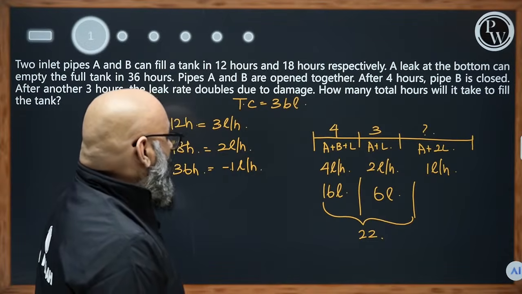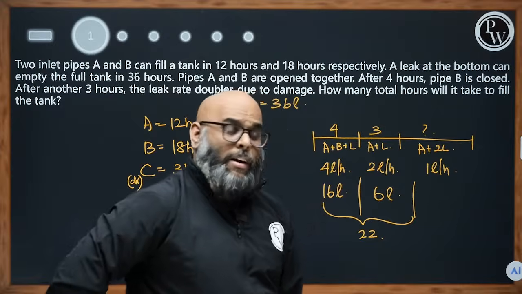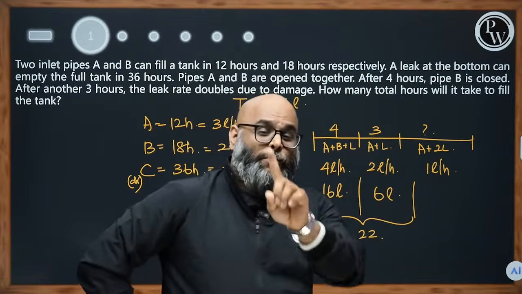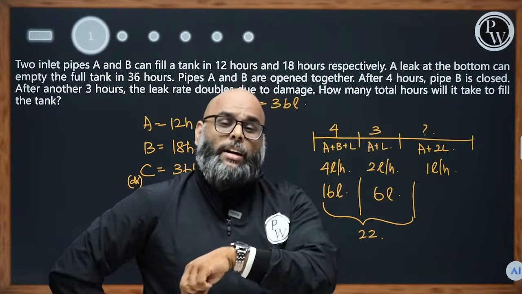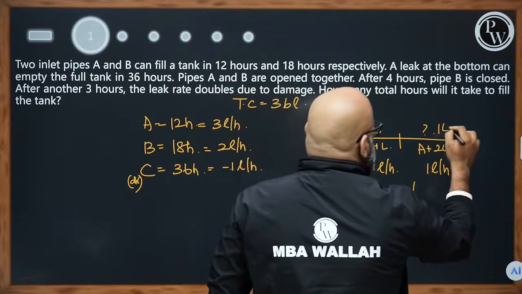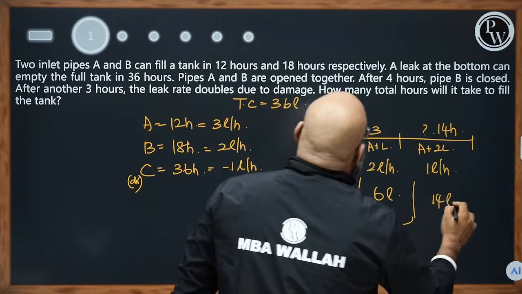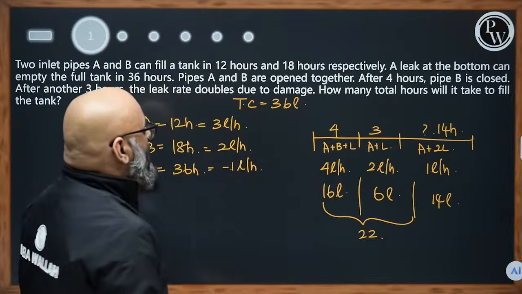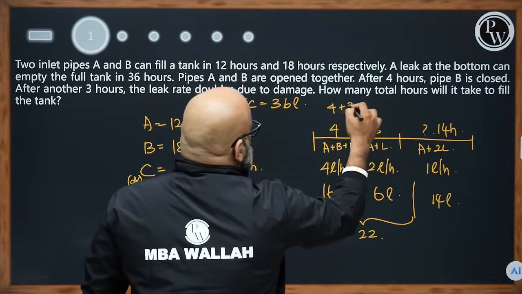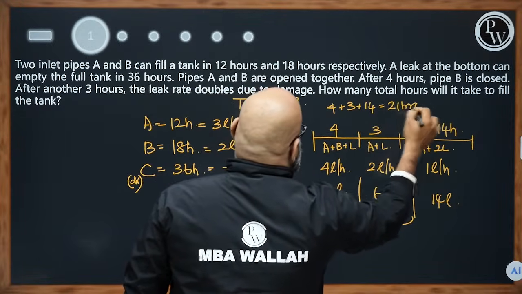Right? I still need 14 liters of the capacity to be filled, and that will be filled at a rate of 1 liter per hour. So 14 liters filled at a rate of 1 liter per hour, that will be 14 hours. This entire 14 liters. So what is the total time taken? 4 plus 3 plus 14, that's 21 hours.